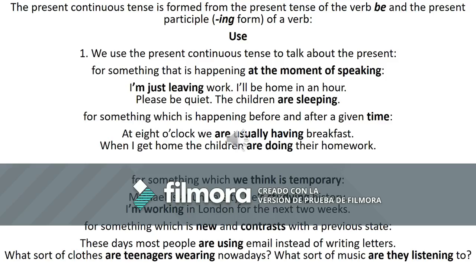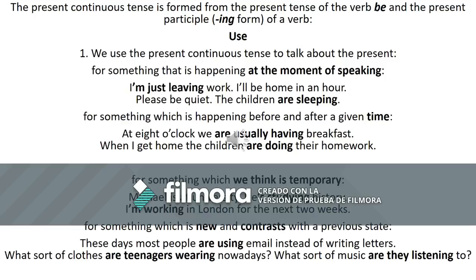The present continuous tense is formed from the present tense of the verb be and the present participle ing form of a verb. In this case, the use is like this. For example, we use the present continuous tense to talk about the present for something that is happening at the moment of speaking. Example, I'm just leaving work. I'll be in home in an hour. Please be quiet. The children are sleeping.